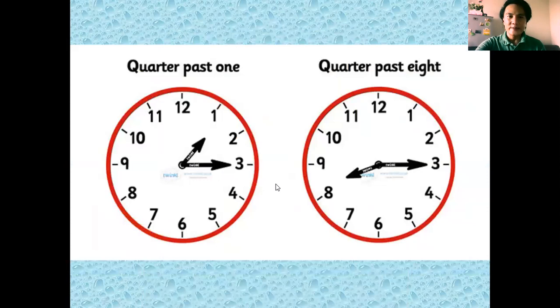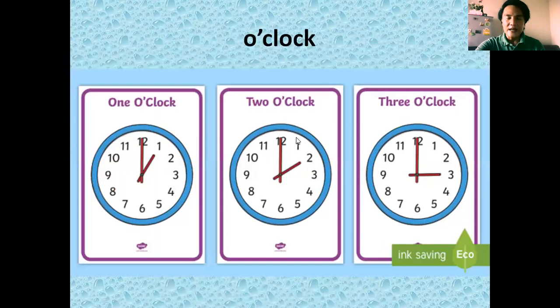Now another one. In this clock, what time is it? Now it's quarter past 8. Now here, what time is it? The answer is, it's quarter past 1. Now another question. In this clock, what time is it?